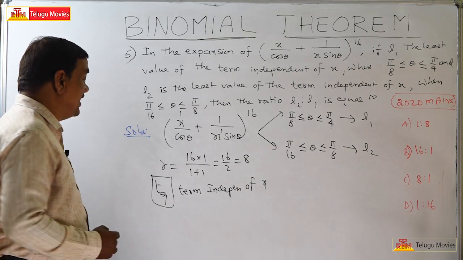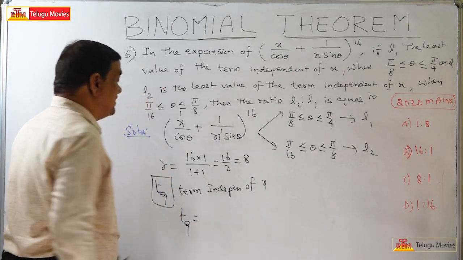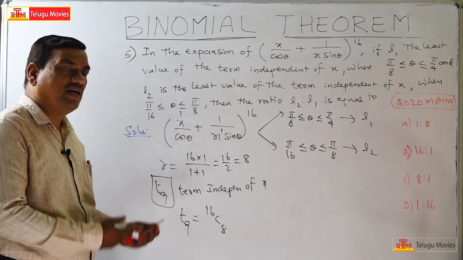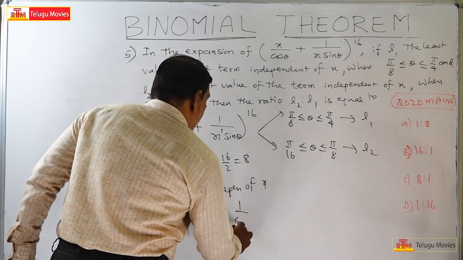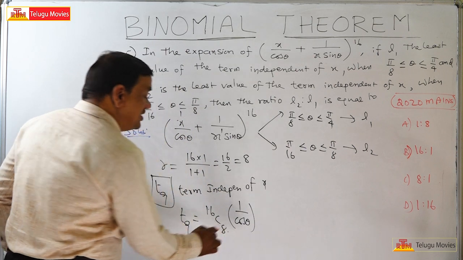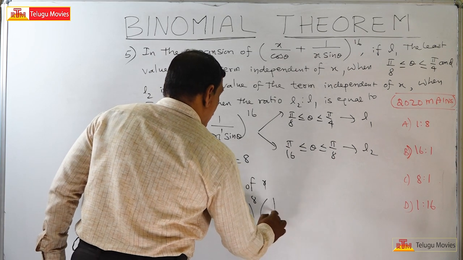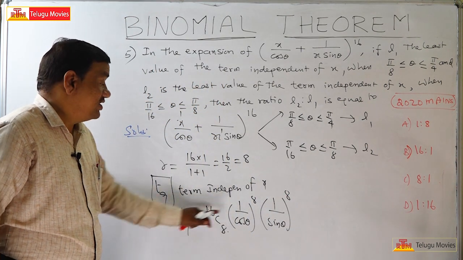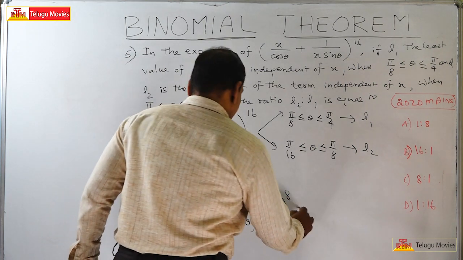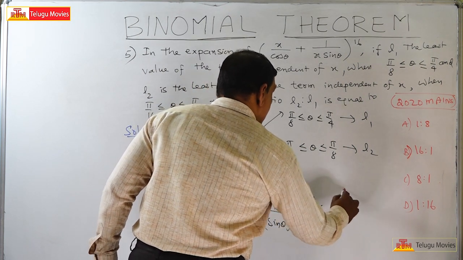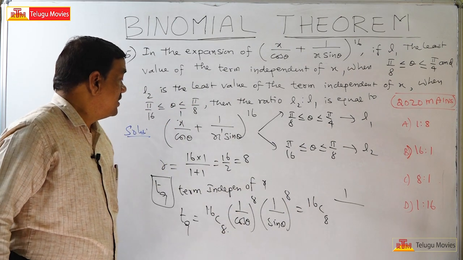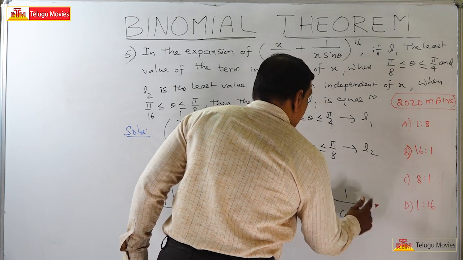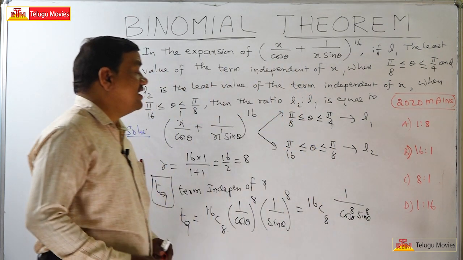Okay, now let us find the ninth term here. The ninth term is given as 16C8. We can omit the x value, because it is an independent term. So this is 1 by cos theta whole power 16 minus 8, that is 8, into 1 by sin theta whole power 8. I am finding the ninth term, this is an independent term. So this is equal to 16C8 into 1 by cos power 8 theta sin power 8 theta.